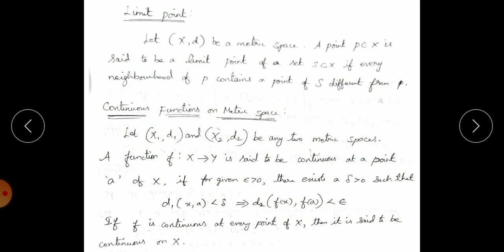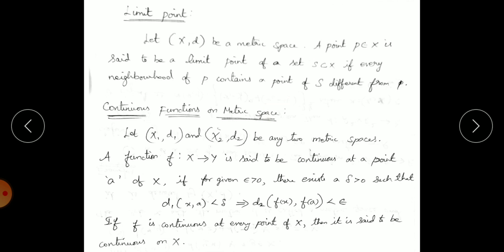Next one, limit point definition. Let (X, d) be a metric space. A point P belonging to X is said to be a limit point of a set S contained in X if every neighborhood of P contains a point of S different from P. That is, taking the metric space (X, d), a point P that belongs to X is called a limit point of the set S if every neighborhood of that point contains a point of S which is different from P.